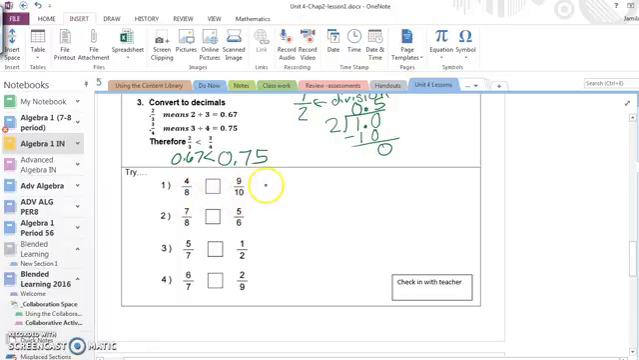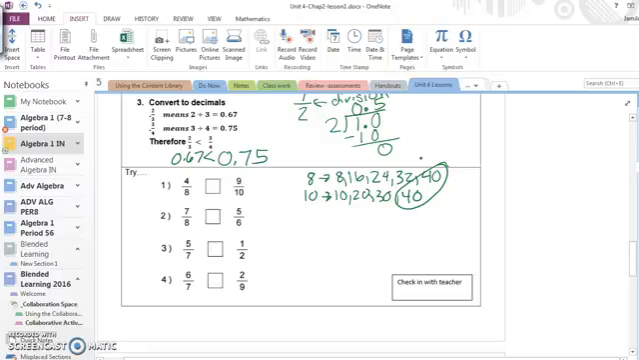So we have 8 and 10. I'm going to list the multiples of 8 and 10. For 8, 8 times 1 is 8. 8 times 2 is 16. 8 times 3 gives me 24. 8 times 4 is 32. And 8 times 5 is 40. For 10, 10 times 1 is 10. 10 times 2 is 20. Then we have 30. Then we have 40. Notice we have a common multiple. The least common multiple is 40.